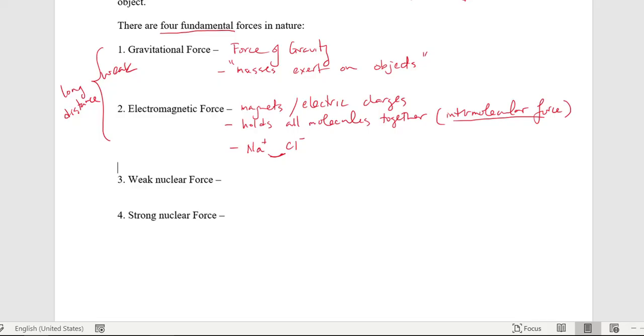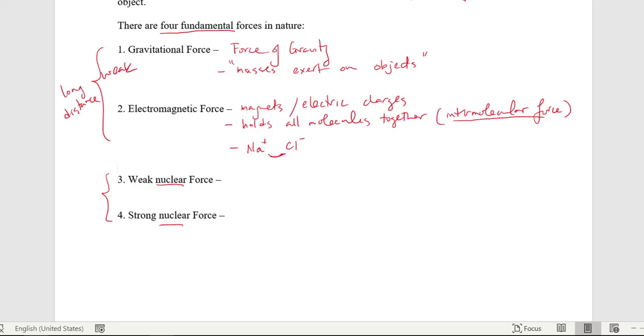And so by long distance, I mean big enough for us to see. As you can see for these bottom two forces, where it says nuclear, they only work at a distance of a nucleus of an atom. So it's unbelievably short distances. And so these two forces weren't even discovered until about 100 years ago, right?